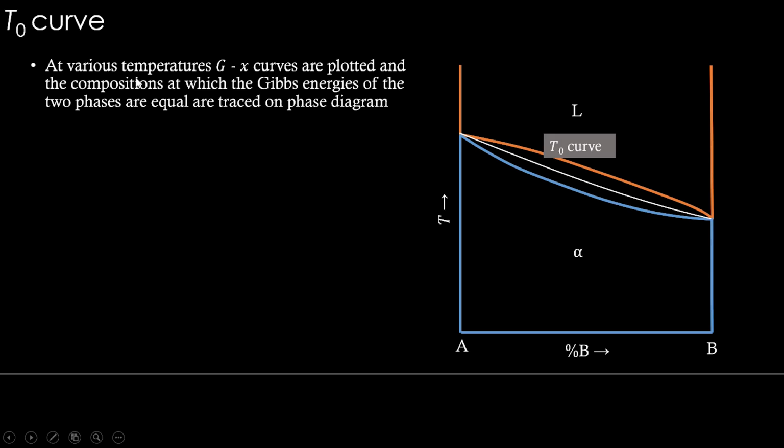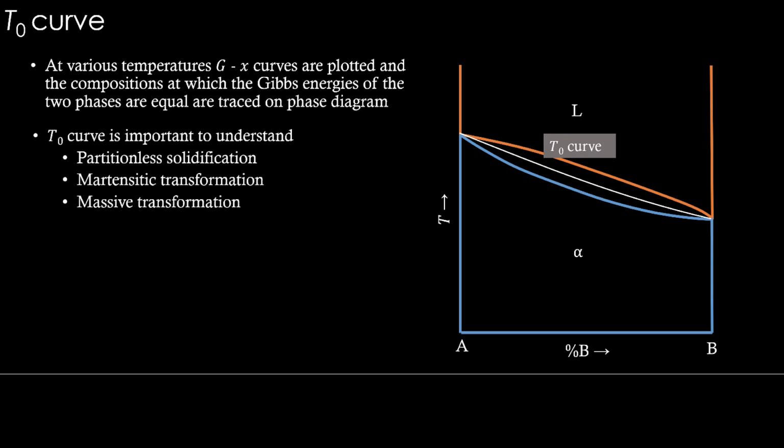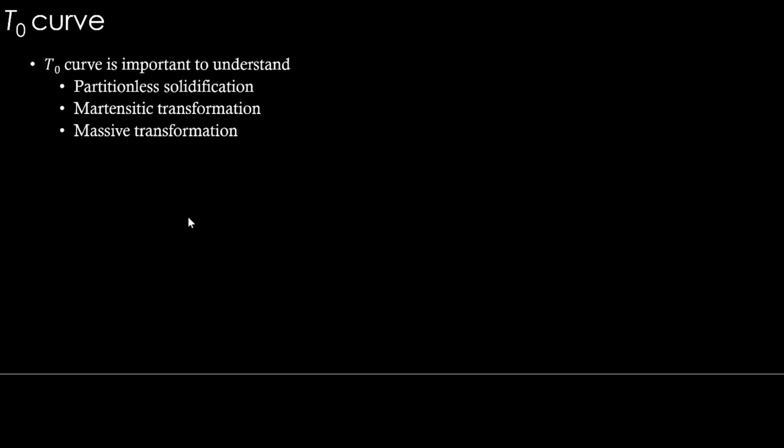And this is what we did at various temperatures. G-X curves are plotted, and the compositions at which the Gibbs energies of the two phases are equal are traced on the phase diagram. And this T0 curve is important to understand transformations like partitionless solidification, martensitic transformation, massive transformation, and so on. We said we will see about them in a future class. Now we will see them.